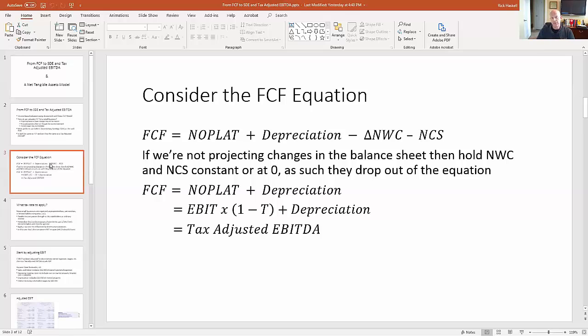And we know that this is going to be the same as EBIT times 1 minus a tax rate plus depreciation. And we'll call that a tax-adjusted EBITDA. Now, frankly, we know that it's not a tax-adjusted EBITDA. We know that it's really a tax-adjusted EBIT with a depreciation and amortization kicker. But commonly, we refer to it as a tax-adjusted EBITDA.